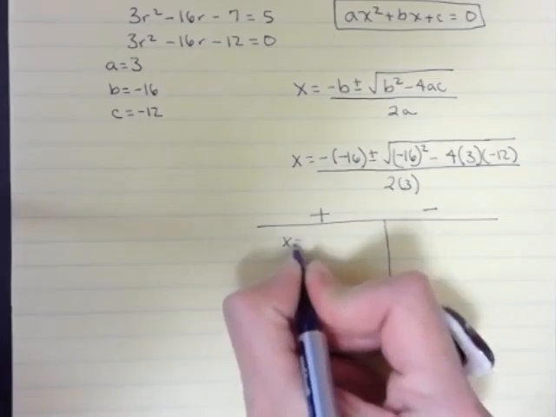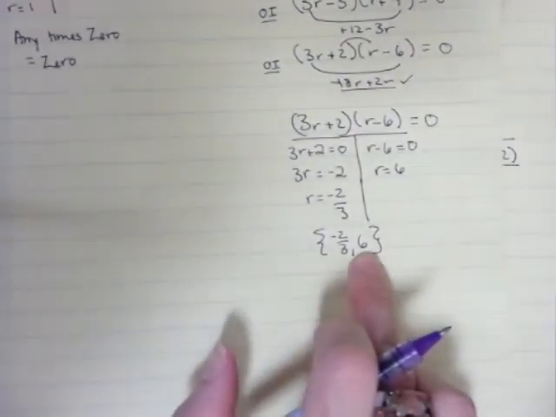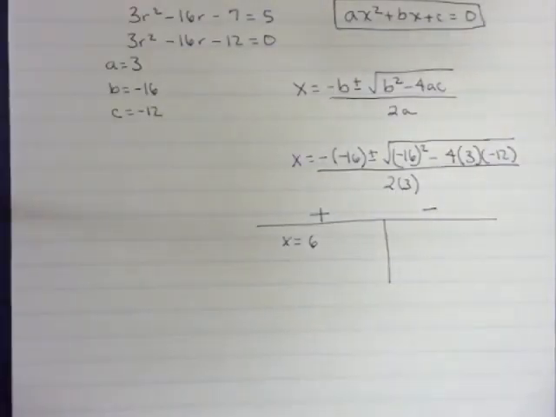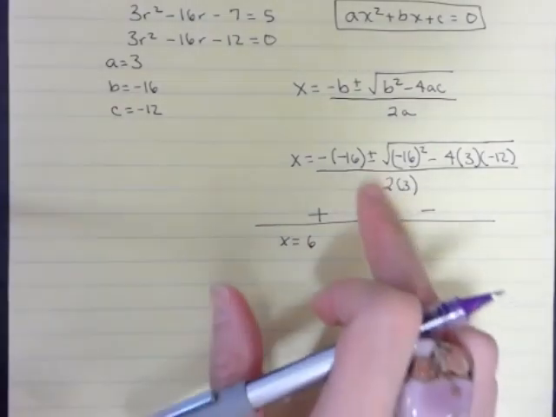Now, didn't we kind of know that that was the answer already? Let's look. There was the answer. There's our 6. Oh, it's not x, it's r, but that's okay. Same difference. Okay, so now we're going to do this with the minus.